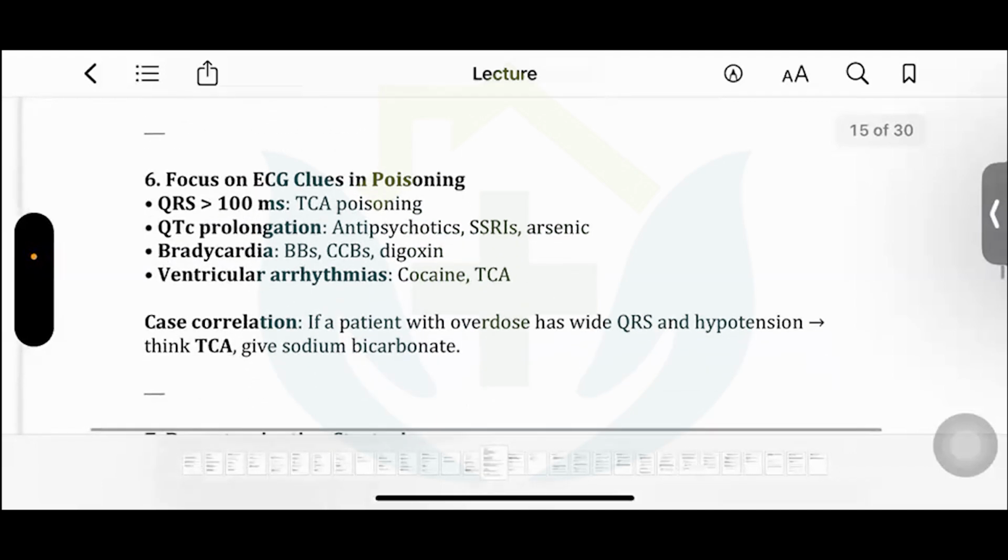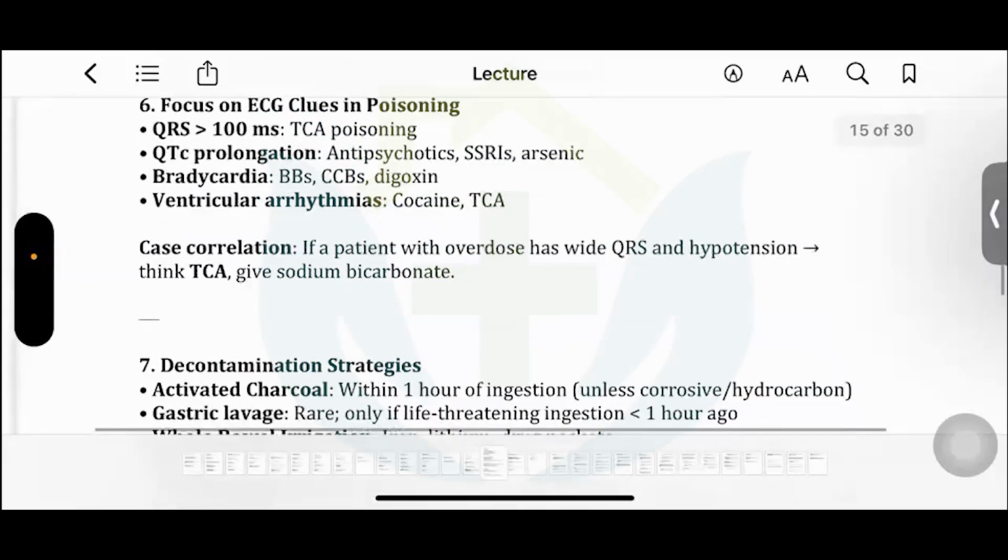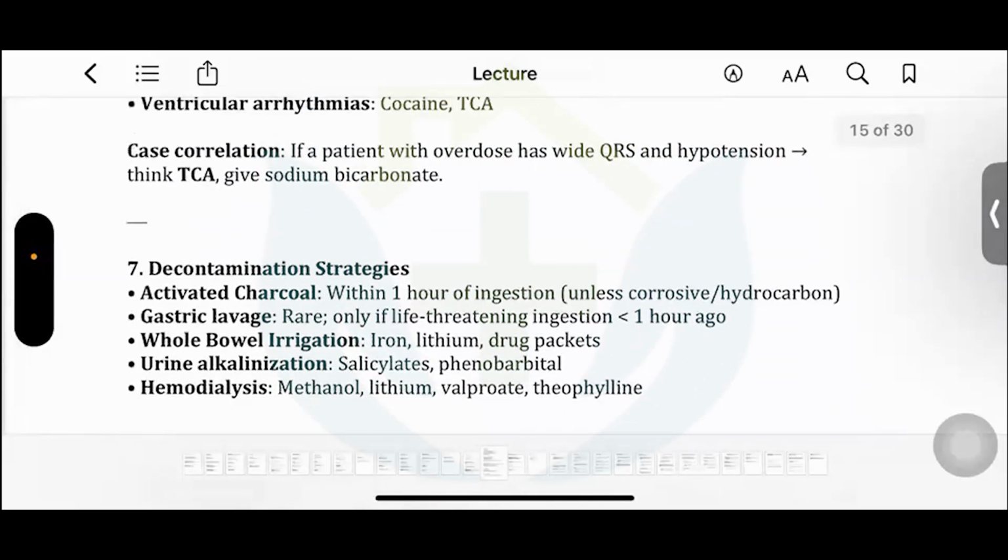So, case correlation: if a patient with overdose has a wide QRS and hypotension, think of TCA, give sodium bicarbonate. This is just an example. So, decontamination strategy. There are 5 major decontamination strategies that are usually asked, that you will need to remember by heart. One is, where is activated charcoal used? Within 1 hour of ingestion, unless corrosive or hydrocarbon.